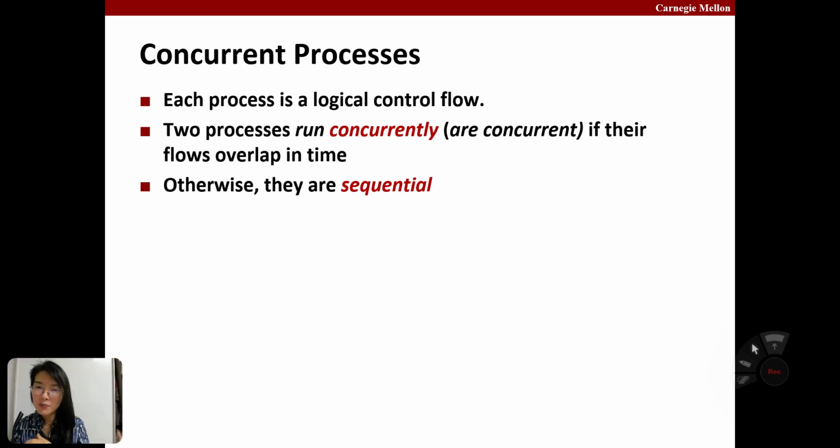Okay, so each process is a logical control flow. Two processes are concurrent if their flows overlap in time. Otherwise, they are sequential. So please memorize the colored terminologies in each slide, because these terminologies are very novel and very important for the beginner. All right, so what is the difference between concurrent and sequential?